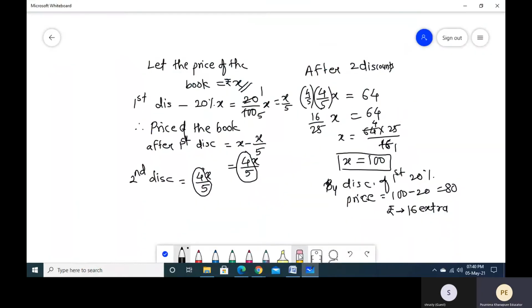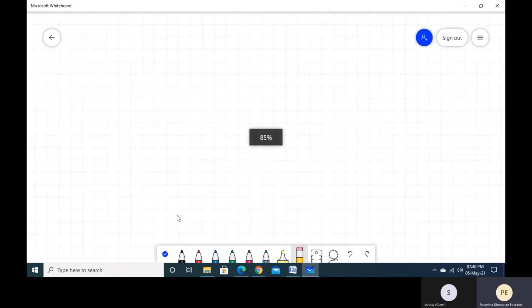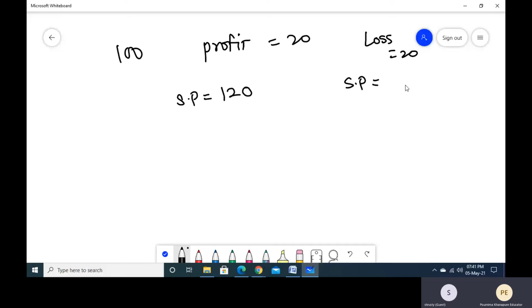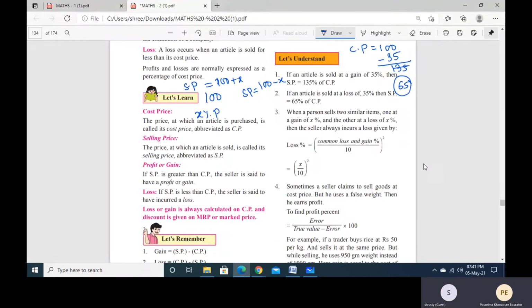How? Let's say there is a 100 rupees cost price of any article we have. Let's say the profit is 20 rupees. Then what is SP? It's 120. Correct. When there is a loss of again 20, then what is SP? 80. So if we want to find the total loss, the seller always incurs a loss, given by the common loss and gain formula.